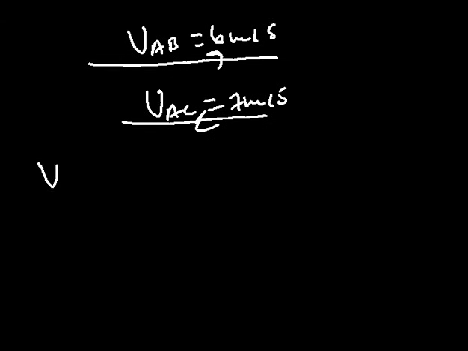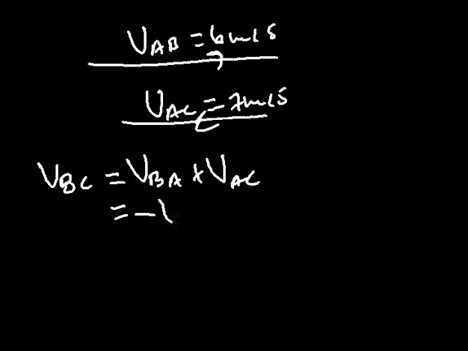What is VBC? What should be the velocity VBC? While using the relative velocity theorem, we'll have VBA plus VAC. But do we have VBA here? No, here we have VAB. Therefore, VBA is the same as negative VAB.